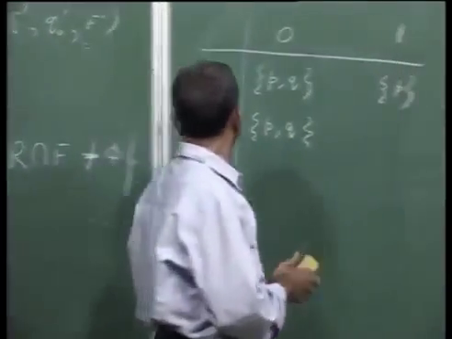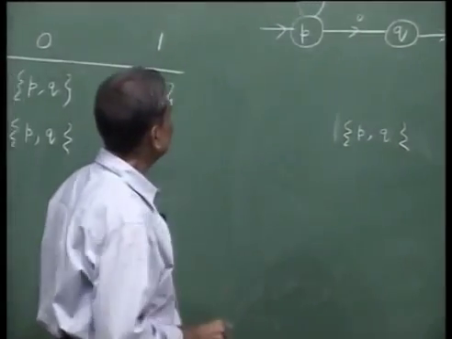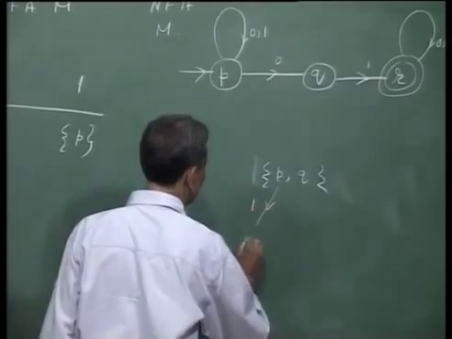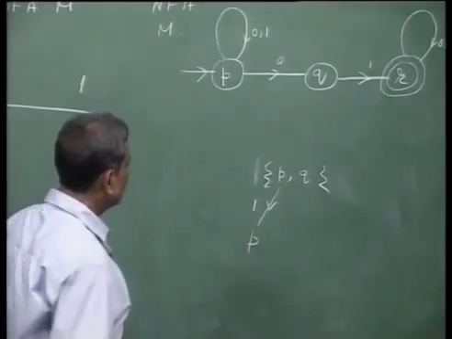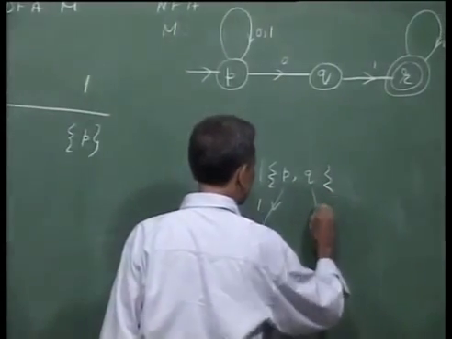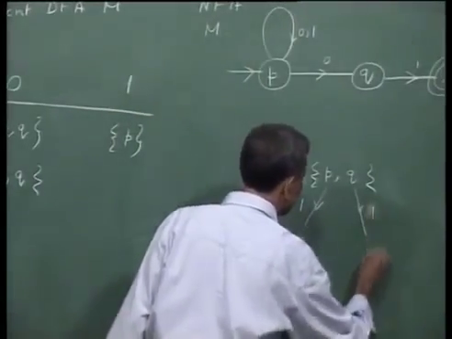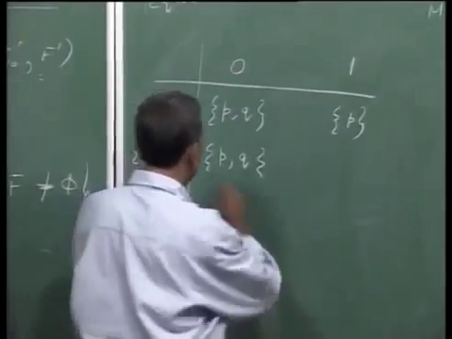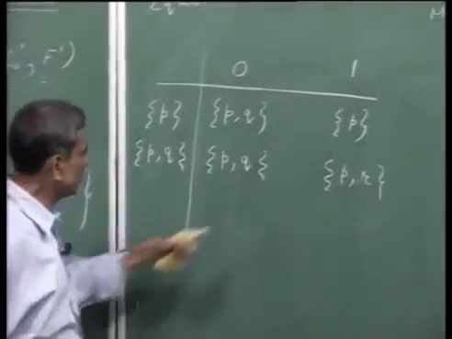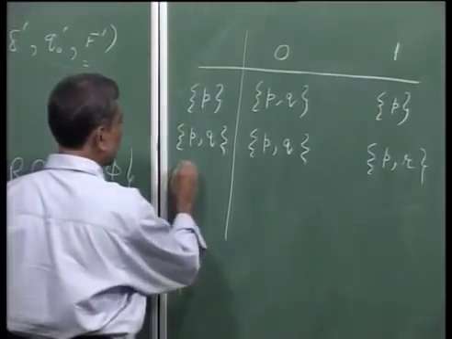And now let us consider from state PQ on 1, which all states it can go to. From P on 1, it can go to, of course, P. From Q on 1, the NFA has no choice, but it will go to R. So, sorry, on 1, it goes to R. So from PQ on 1, it goes to PR. So you have discovered one more state which is reachable from the initial state. We need to take care of it. So, PR.